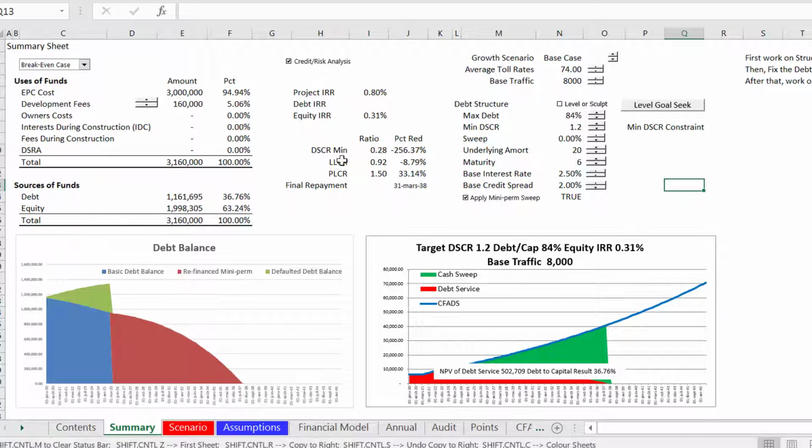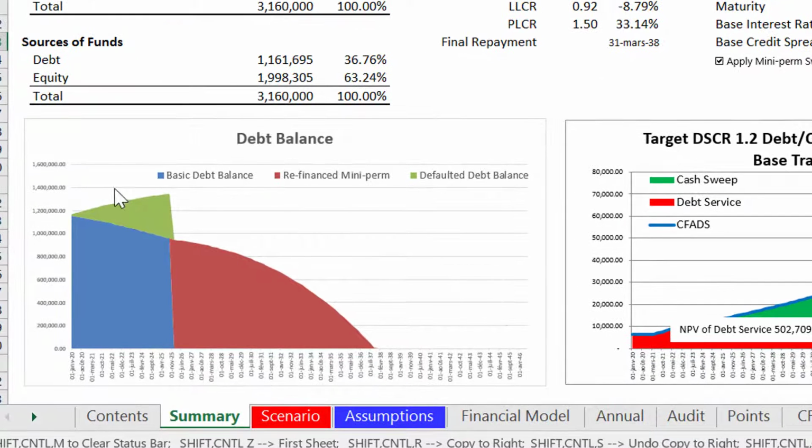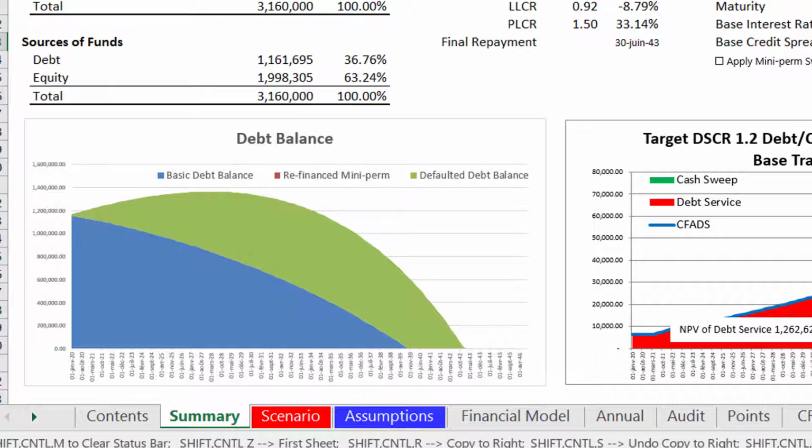In this case, we do pay off the debt, but we have a default, and then we're able to refinance the default. We have to refinance the default, and then we can continue paying off the debt. If it wasn't in a mini-perm mode, you can still repay the debt. This is the basic debt, and this is the defaulted debt.